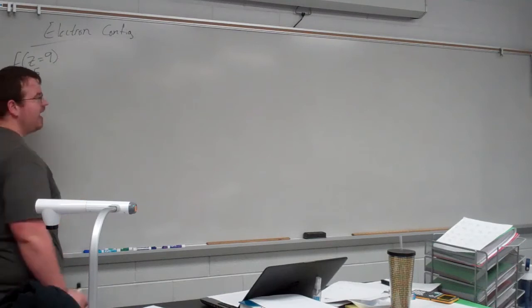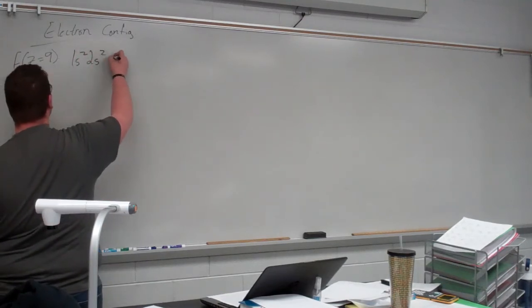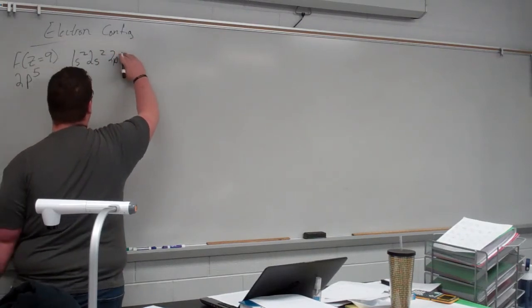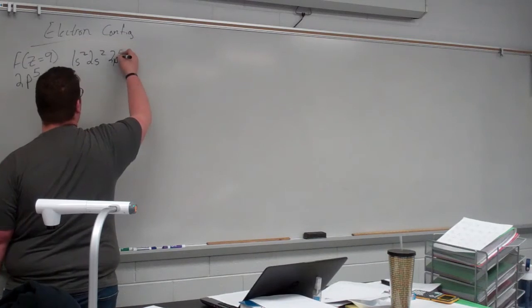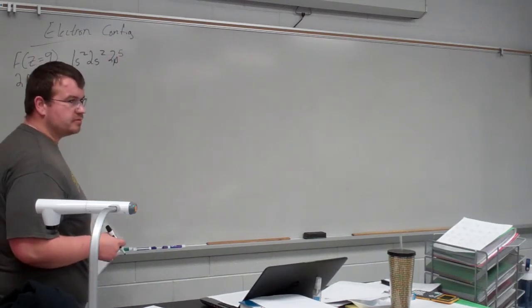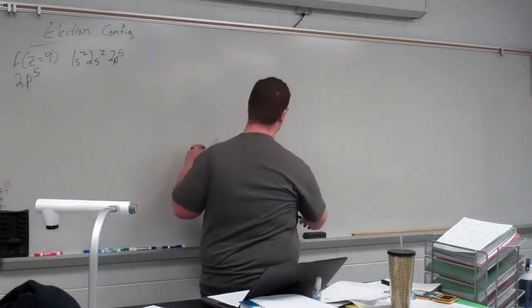So 2p5, so I have 1s2, 2s2, 2p5. That's a horrible 5. Question? 1s2, 2s2, 2p5.